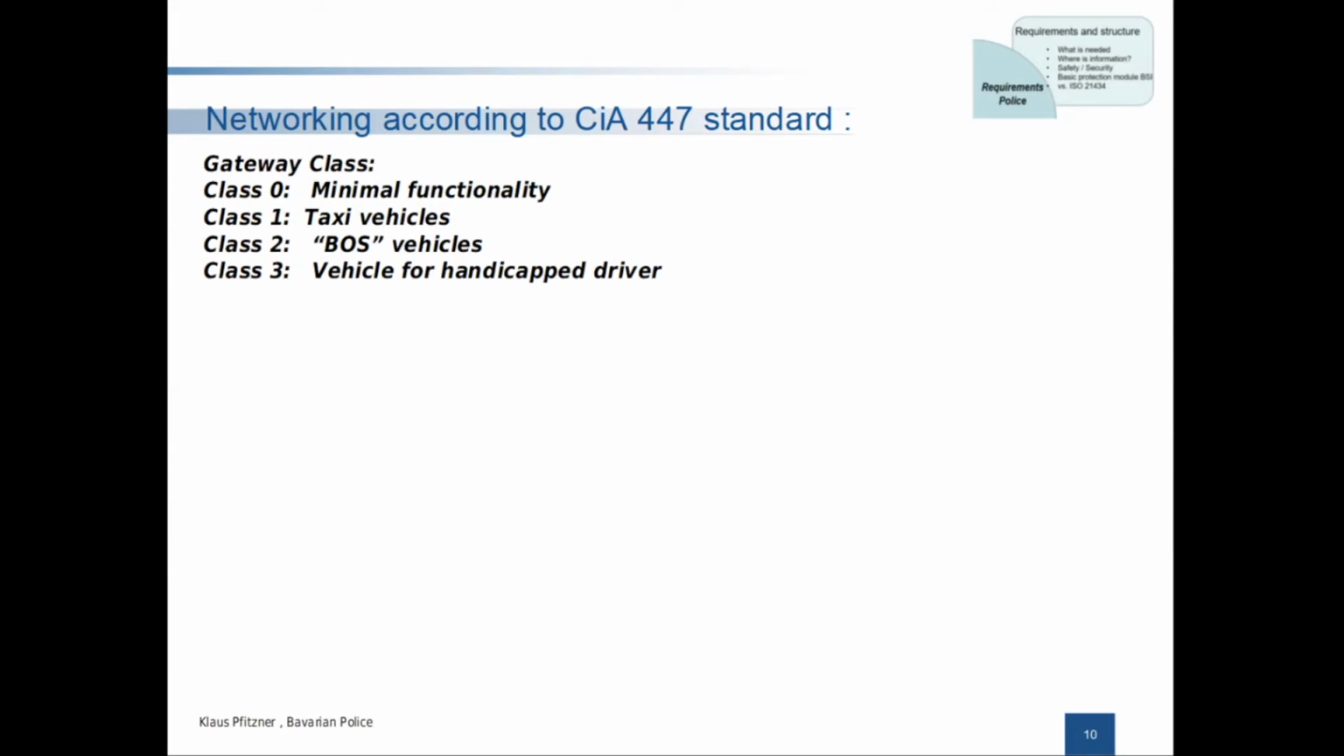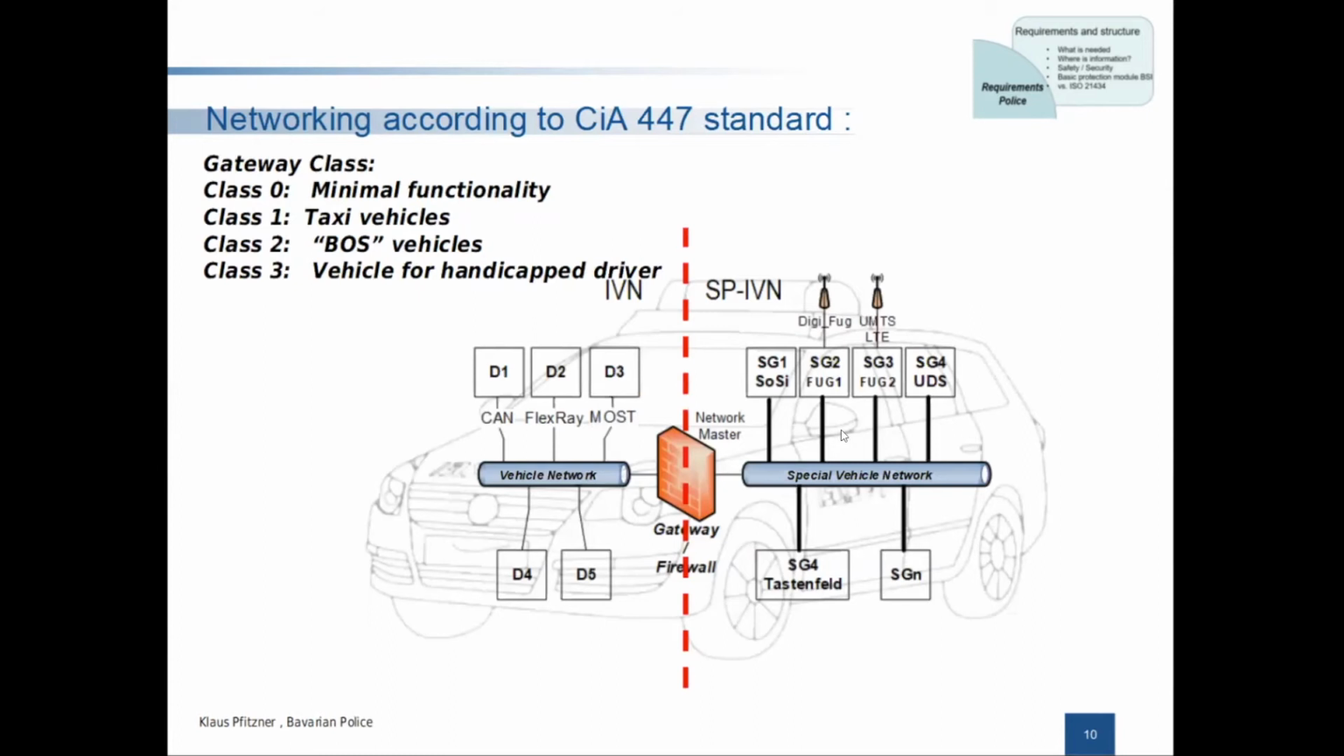This standardization is according to the CiA 447 standard based on CANopen. And this one, we will see networks according to the different standards based on CANopen. This ensures that manufacturer-independent components can be installed. A network connection to the vehicle network was implemented using a gateway.